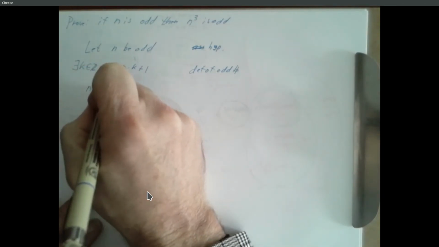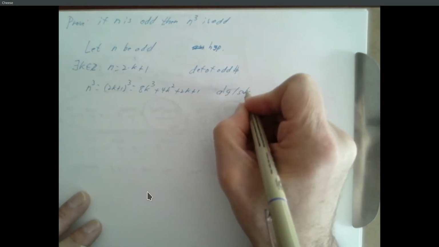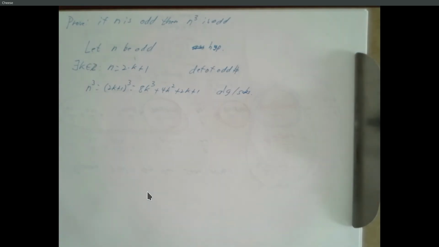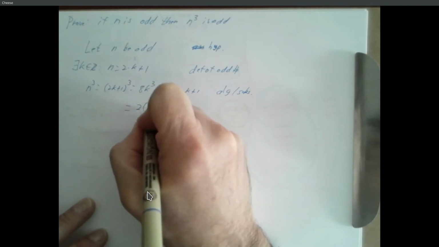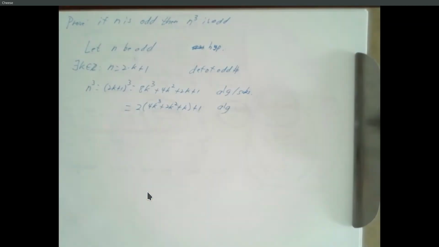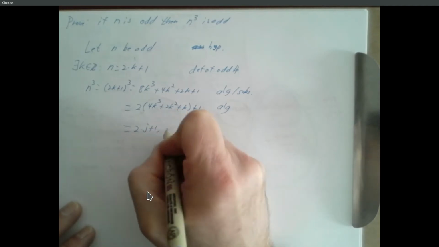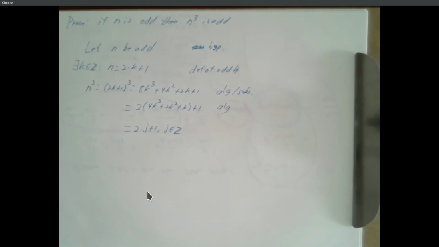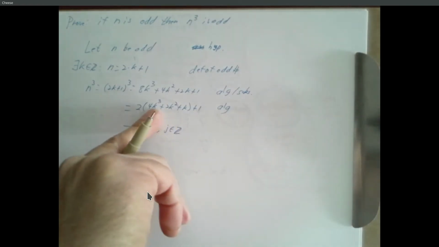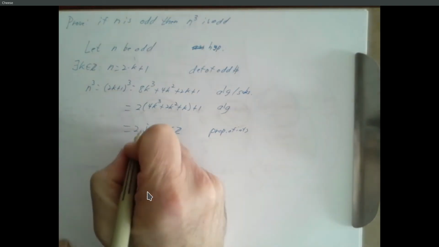So n cubed equals 2k plus 1 cubed, which is 8k cubed plus 12k squared plus 6k plus 1. That's algebra and substitution. And then I'm just going to factor out a 2 from part of this. And that's more algebra. And now we just note that this is 2 times some j, which is an integer, plus 1. Right, because we know an integer cubed is an integer, and 4 times an integer is an integer, right? So that's where I just kind of generically say properties of integers. But I'd be fine if you didn't even list a reason there.